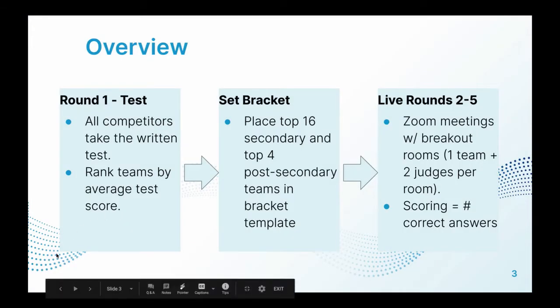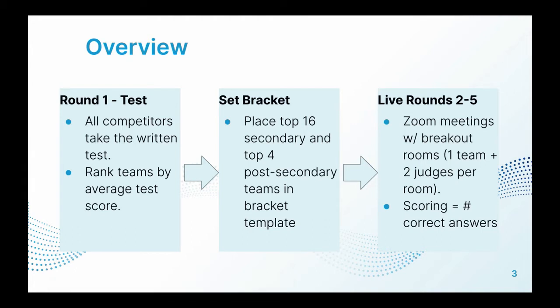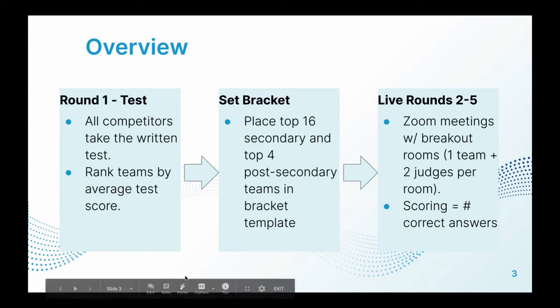First, an overview. As with a normal conference setting, you'll do the round 1 written test and rank teams based on their average score. You set a bracket. In this case, we use 16 of the top secondary average team scores and 4 post-secondary average scores. Then we went ahead and organized the live rounds.